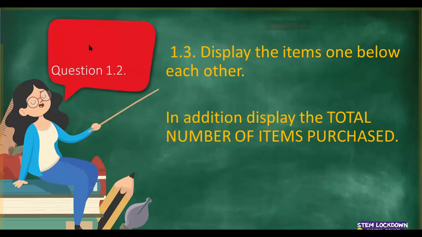Okay, so let's go back to our code. So this is what the question is. Display the items one below each other. In addition, display the total number of items purchased. Okay, so let's go to Delphi again. So that's the question, to display the items below each other and to display the total number of items.